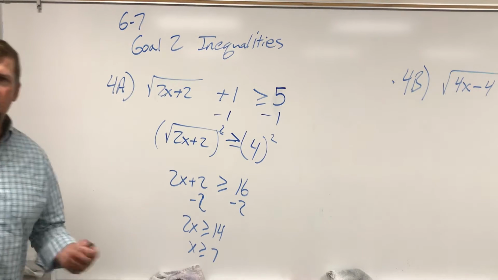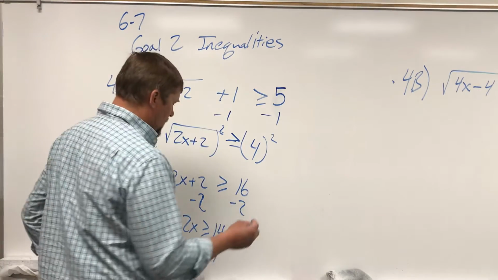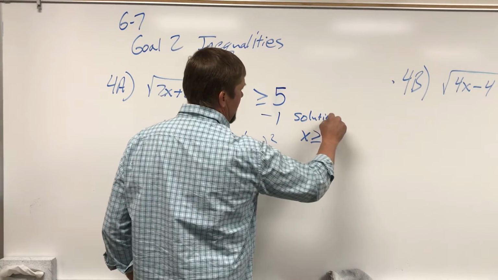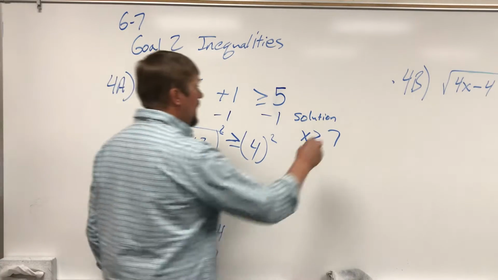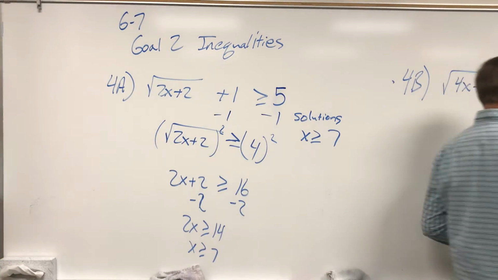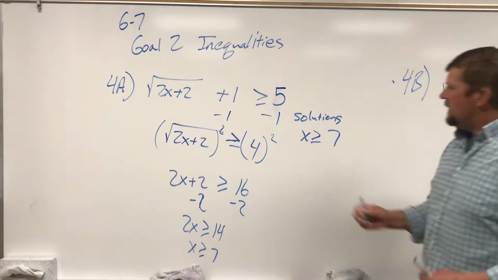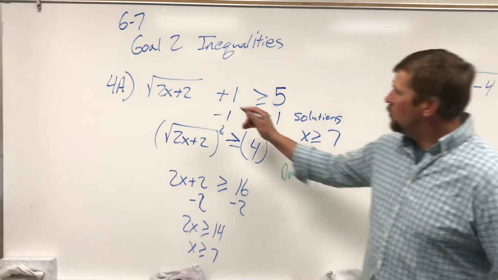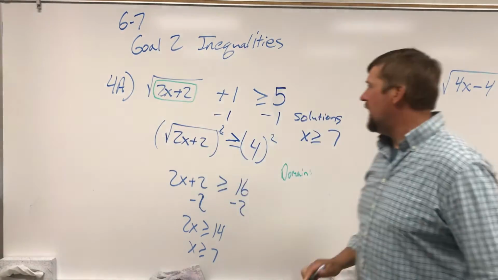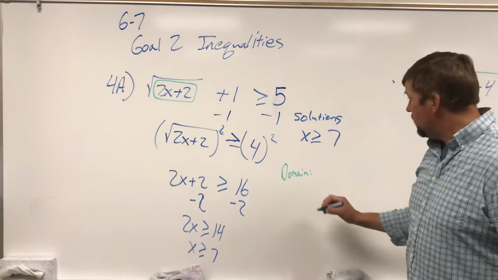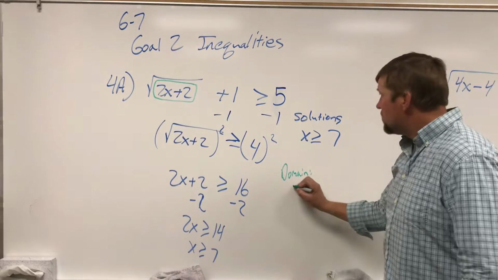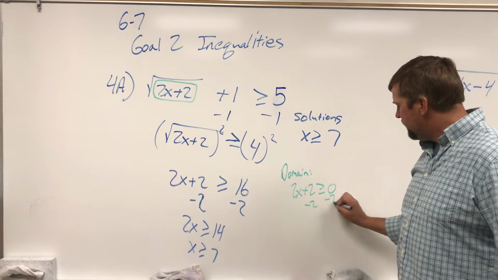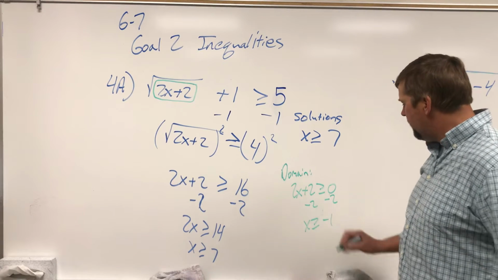So according to this, all of my solutions that make this true are x is greater than or equal to 7. So those are the solutions. Now, that doesn't mean that those are the answers. We need to make sure we verify that by checking the domain. The domain is this: anything under the radical sign is greater than or equal to 0 because it's an even radical. And so 2x plus 2 is greater than or equal to 0. When I solve this, I end up with x is greater than or equal to negative 1.